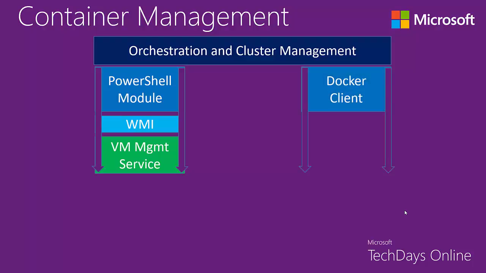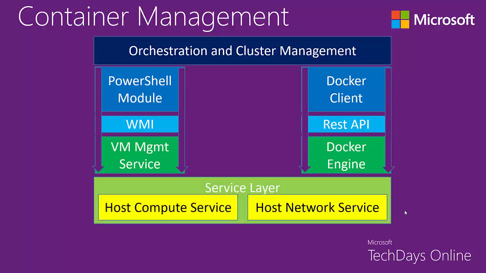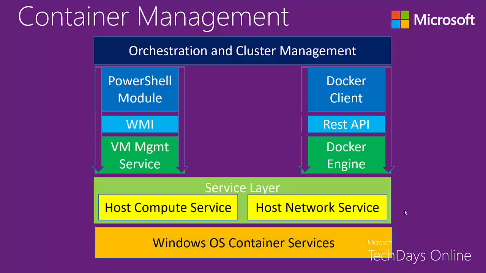On the other hand, if you've come with experience from Docker or you want to be using the Docker client, then that moves forward and communicates with a REST endpoint. A REST endpoint, of course, then makes us communicate with the Docker engine. And just like the VM management service, both of those endpoints communicate directly to the service layer, the container functionalities that are sitting inside our brand new Windows OS. And that enables us to turn on both the host compute and the host networking services.